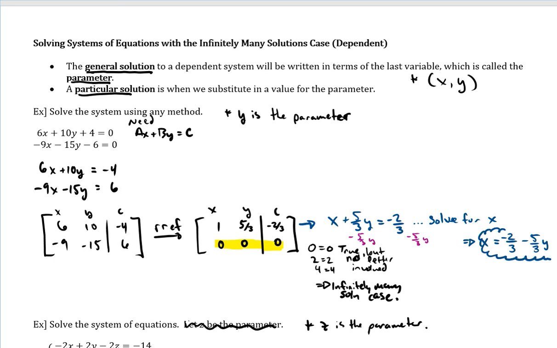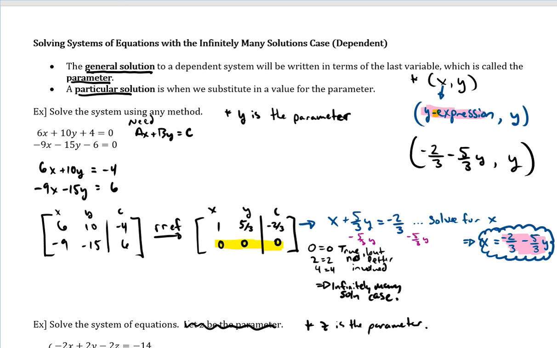Okay, so this is important to us because this is helping us get to our general solution. So our general solution is going back to this. Our form should be an ordered pair, but they would want this to be a y expression in this case. So y expression, comma, y is the way that this should be written. And then, well, we have the y expression ready. Let me do it in pink. The y expression right here is the y expression that they want. Okay, so for our answer, I'm going to put it right here since I got plenty of space: negative 2/3 minus 5/3 y, comma, y.